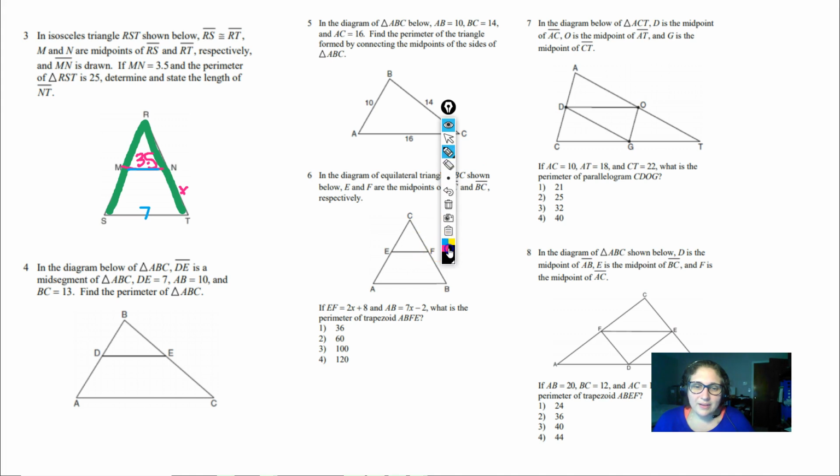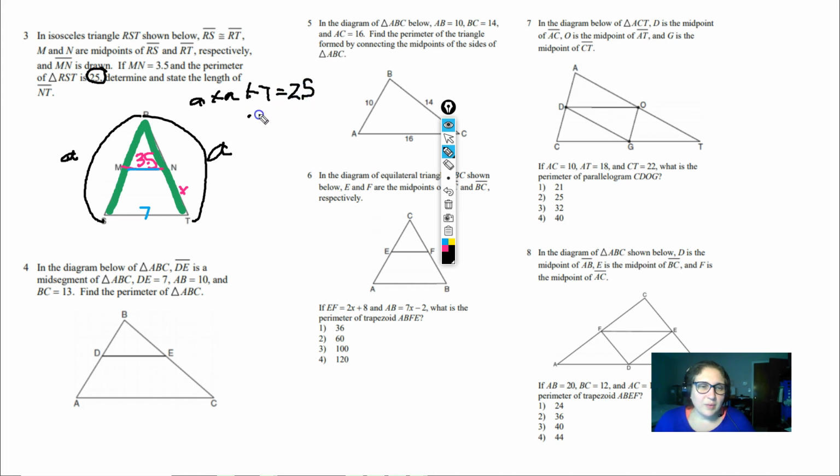Okay, so now that that's 7, all we need to do, and like I said, this is more of an extension problem, is if we know this whole side, let's call this A. This whole side, it's an isosceles triangle, is also A. And then the total is 25. We could just do A plus A plus 7 equals 25. Then we're left with 2A equals 18.